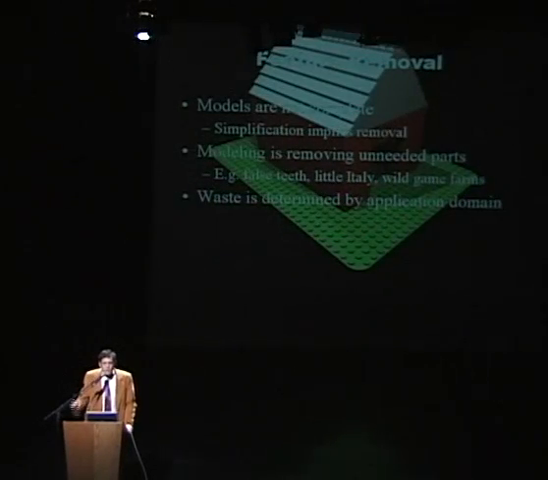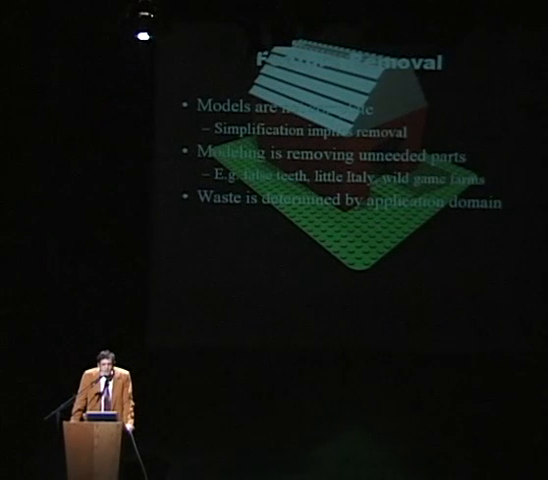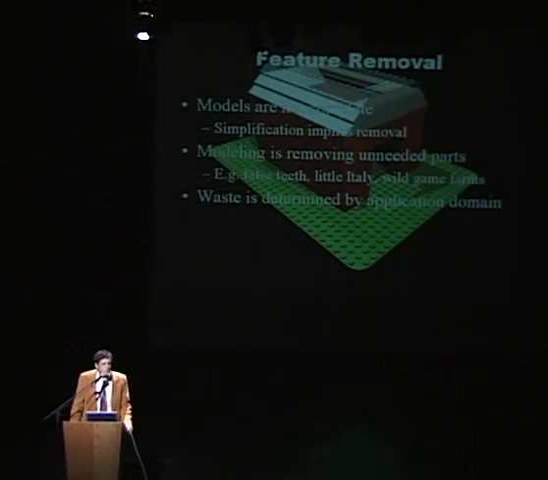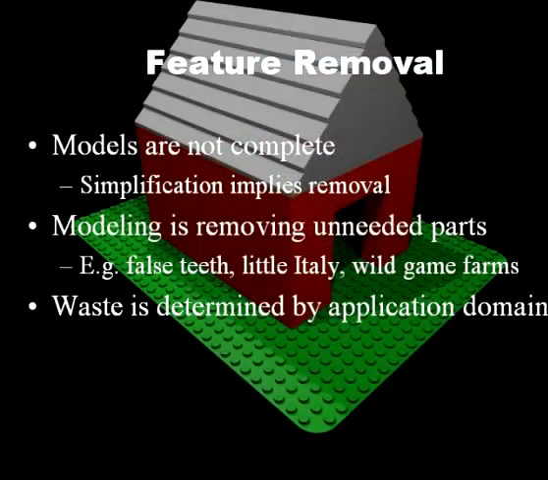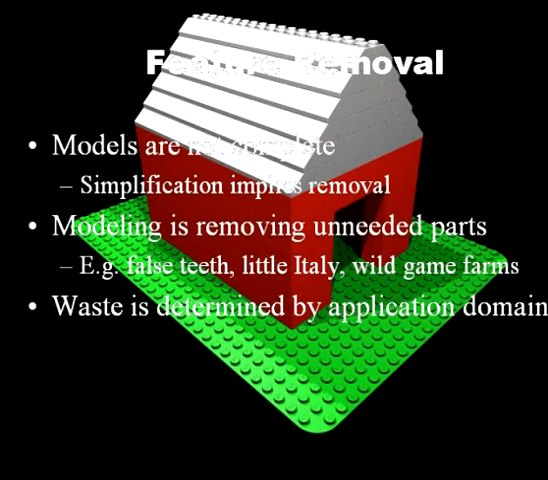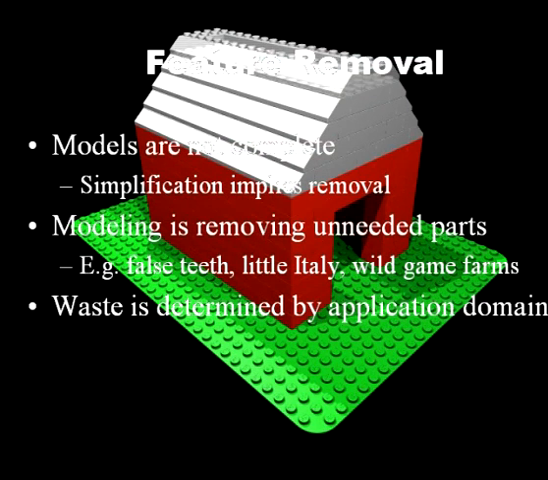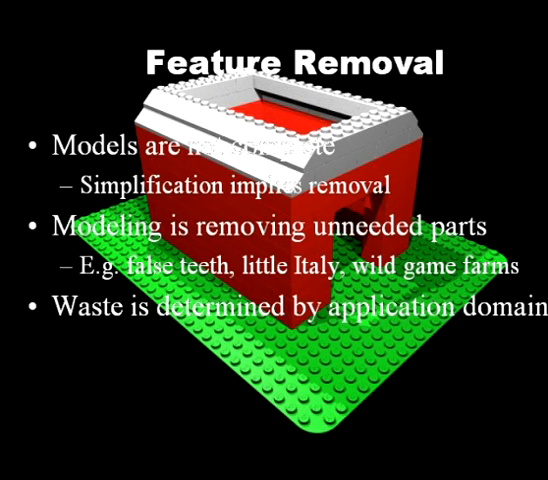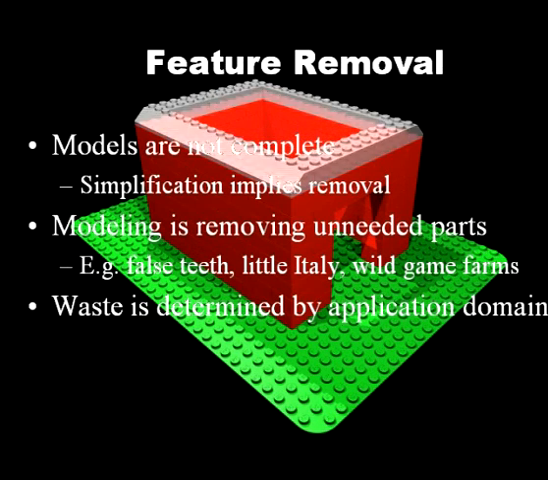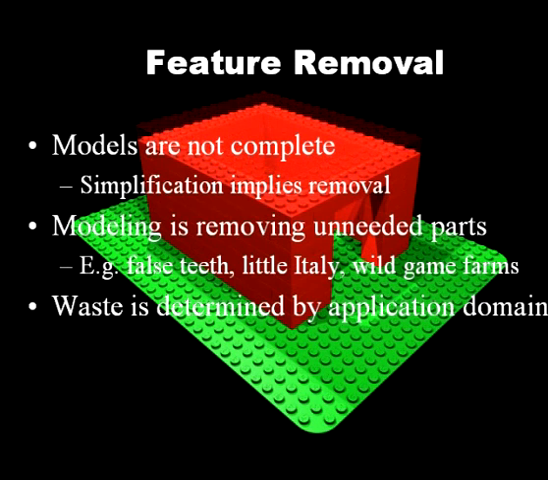Okay, so how do you simplify? What's involved in simplifying? Well, to simplify something, you need to remove parts of it. And that's what I want to talk about here in this slide, feature removal. Models are not complete, right? A model, if you had a map that was one-to-one scale, that would be no different than the territory itself. To be a model, you have to remove things. So that's what simplification is all about.